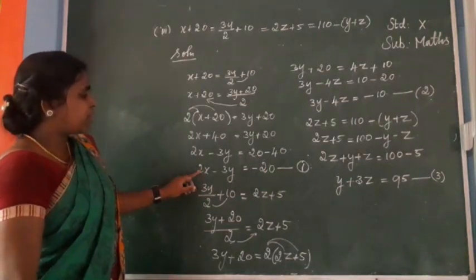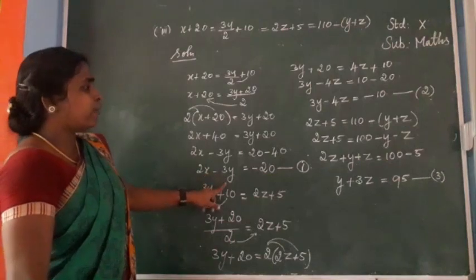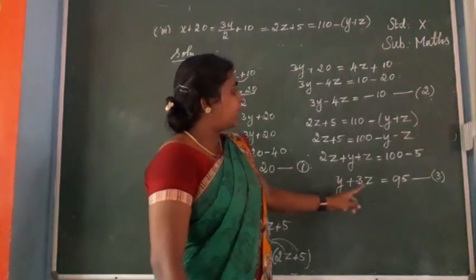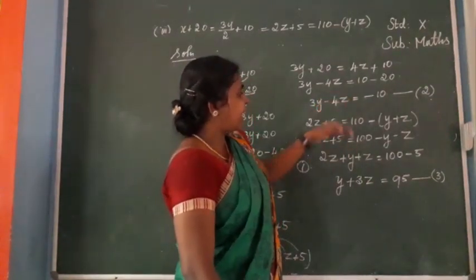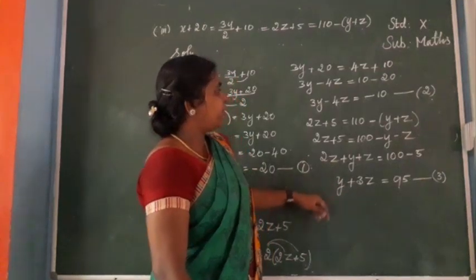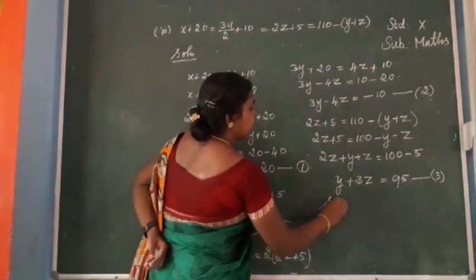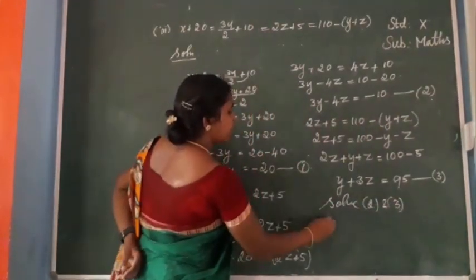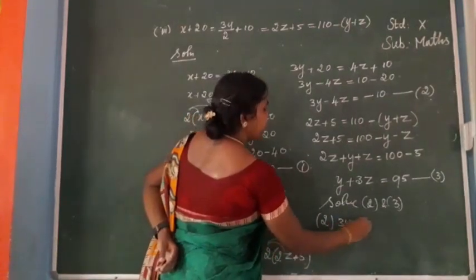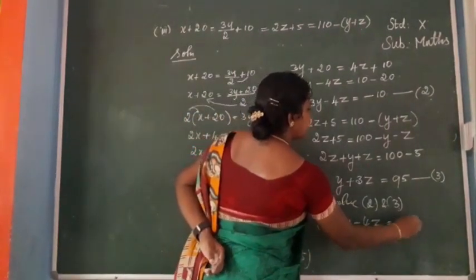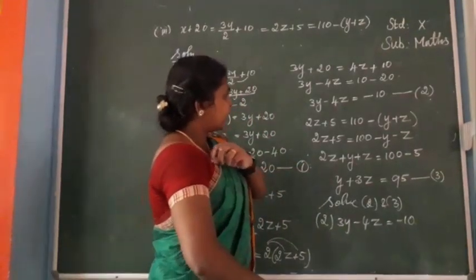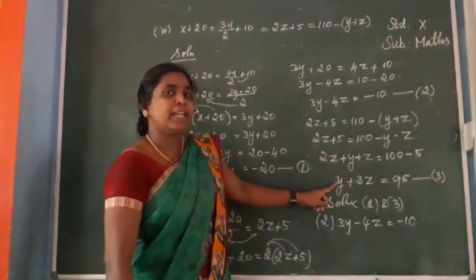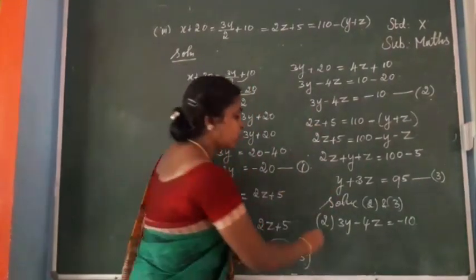You see the first equation, there are 2 unknown variables, x and y. In the second equation, y and z. In the third equation, y and z. So better we can use the second and third. We can eliminate one variable. You see, solve 2 and 3. So the second equation is 3y minus 4z equal to minus 10. But in the third equation, I am going to convert the third equation. 3y is here. Here also we need 3y. So multiply by 2. Sorry, 3.